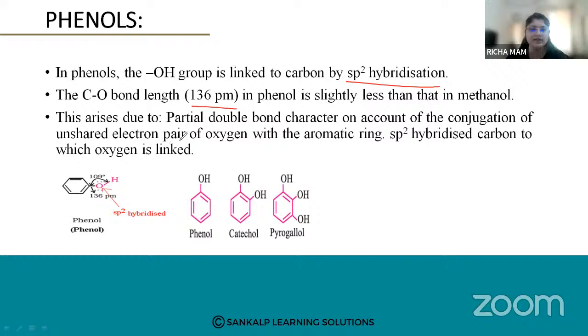The reason is the partial double bond character because of the lone pair of electrons, the unshared pair on the oxygen, which comes in conjugation with this benzene ring. And because of the sp2 hybridized carbon to which the oxygen is linked. So this is the structure of your phenol. Is it clear?